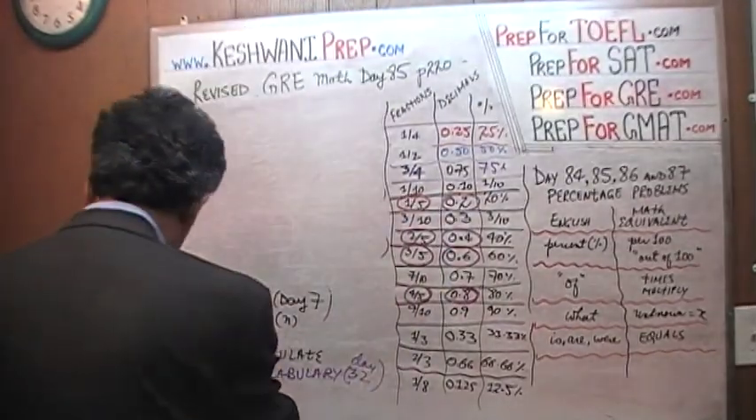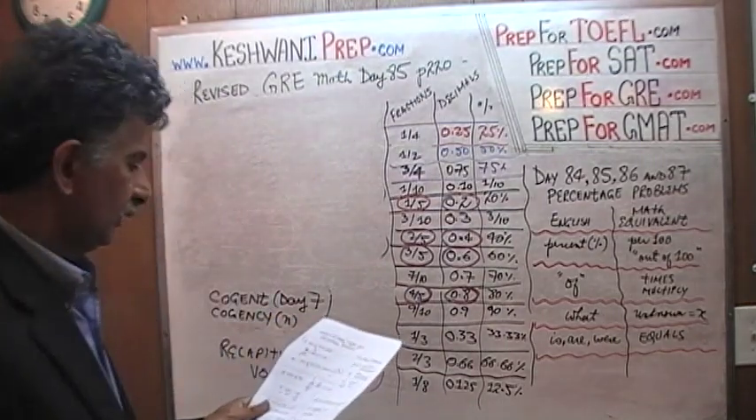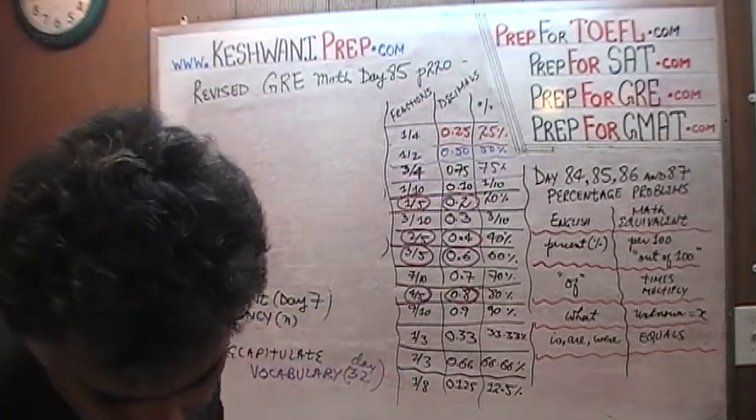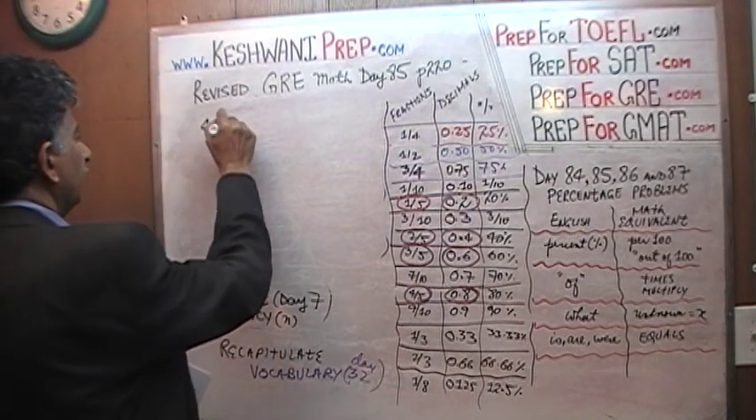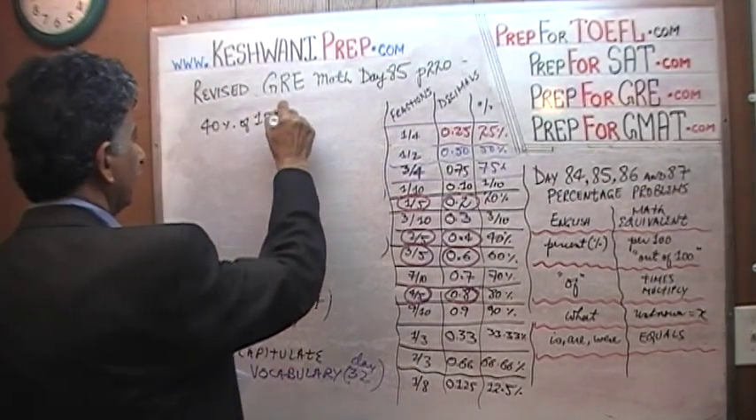Problem number 9. It has 5 parts to it, so let's do them one by one. Part A says 40% of 15. 40% of 15 is what?